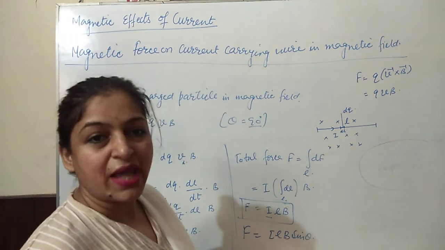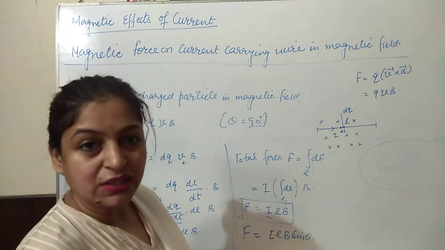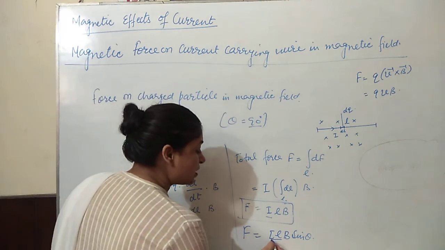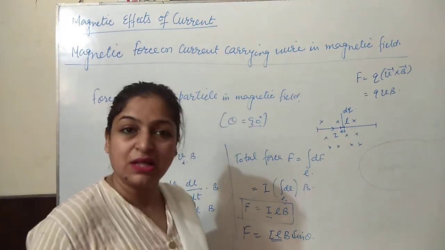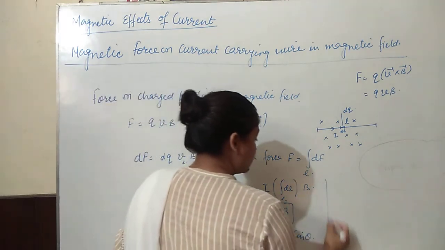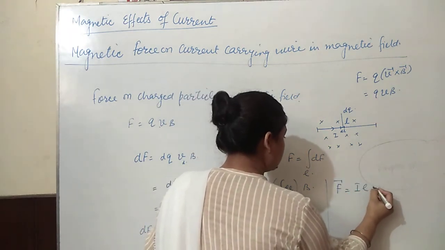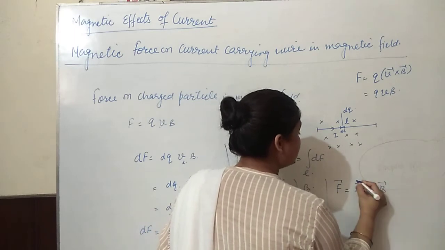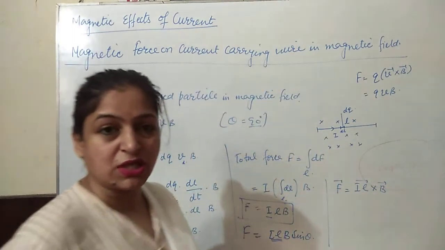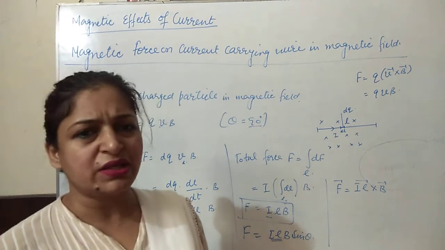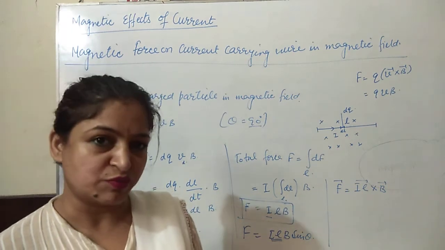Theta is the angle between the current element and the magnetic field. This is the current element. So this can be written as force equals current element cross B, because sin theta is there, and we know that whenever sin theta appears in the product of vector quantities, we generally write the expression in terms of the cross product.